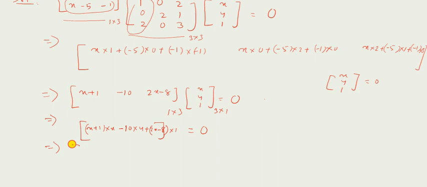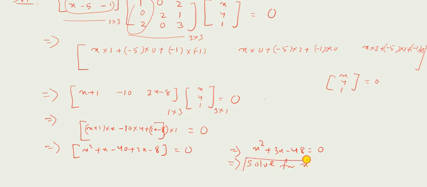So at last I am getting x square plus x minus 40 plus 2x minus 8, it is equal to null matrix. So I get here x square plus 3x minus 48, it is equal to null matrix or 0. So let me solve this one and you will get the value of x by taking the concept of quadratic equation. So solve for x square plus 3x minus 48 equal to 0. Solve for x by using quadratic formula.